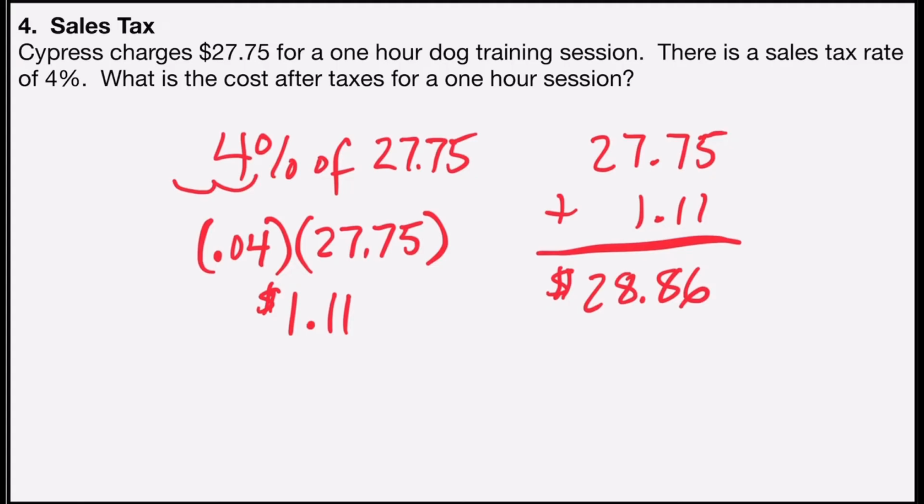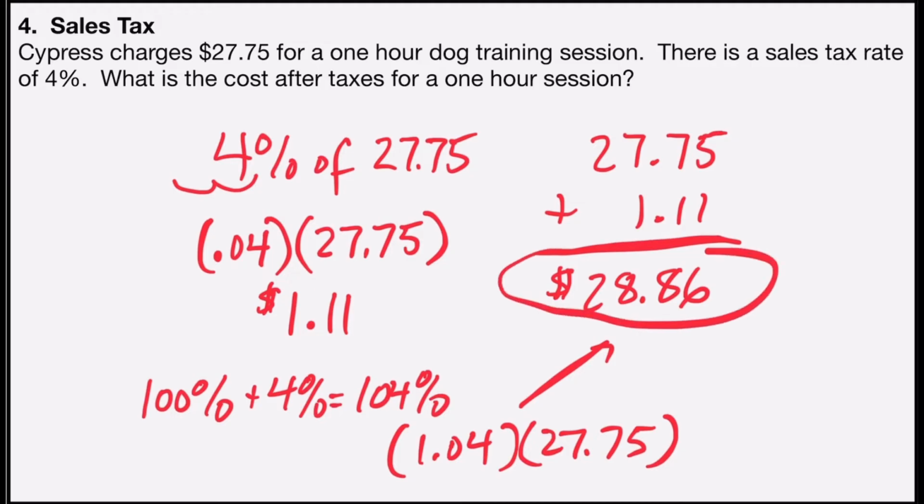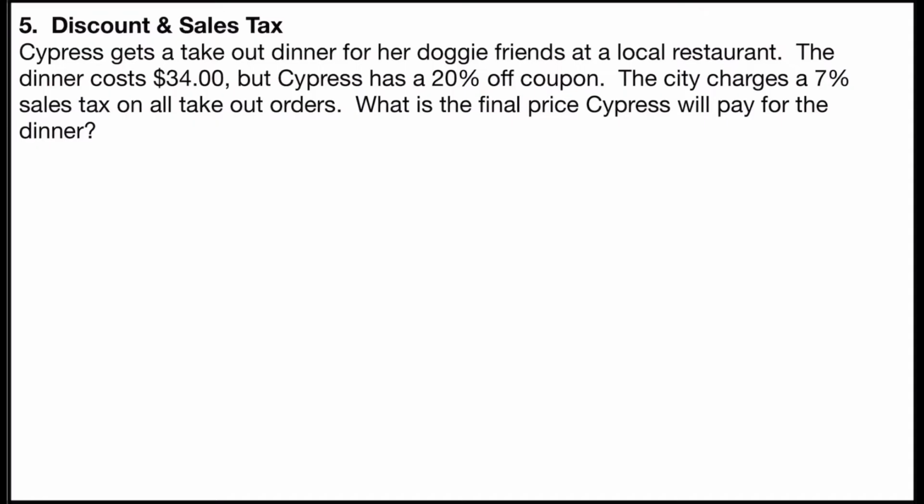If I believe that $27.75 is 100% of the price, and I'm adding a 4% tax rate, I need 104% of the price, which would be 1.04 times $27.75, and in one step I can get directly to my answer of $28.86. Problem number 5 deals with discount and sales tax in one problem.